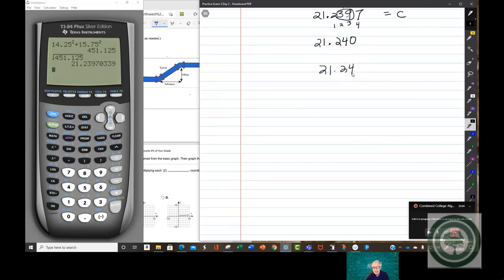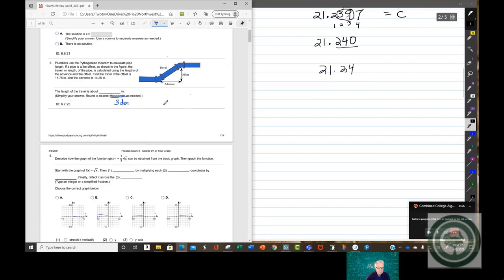And while probably my math lab would count this right if you answered 21.24, if any of you have taken a science class, then you know that you have to keep that third decimal place even though it's a zero, because that shows the accuracy of your measurement. So either one is going to be correct. I would go for this though. If it says round to three decimal places, by golly, I am going to have 1, 2, 3 decimal places, and that's that.